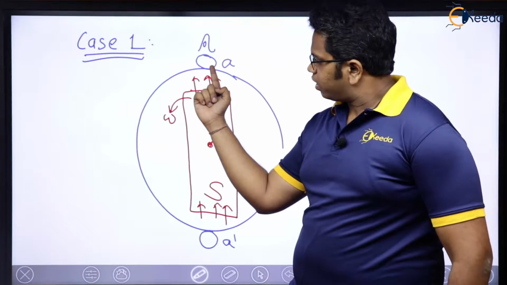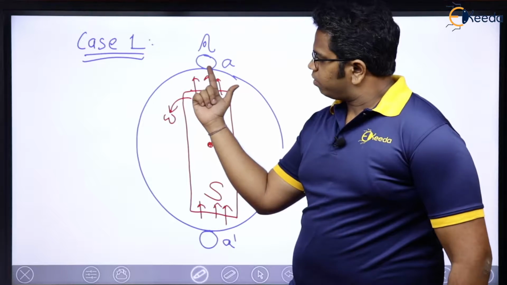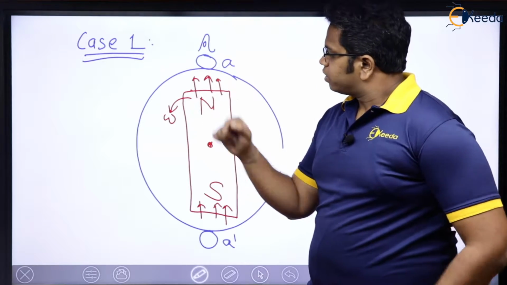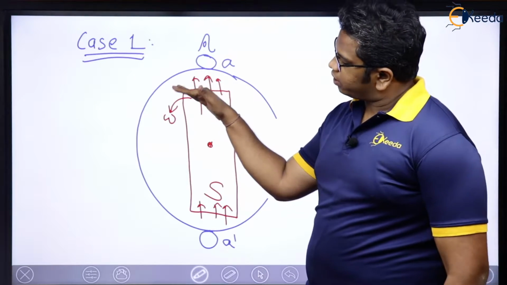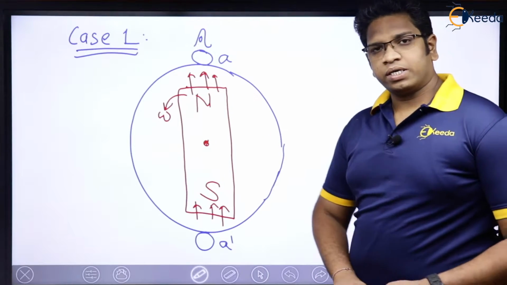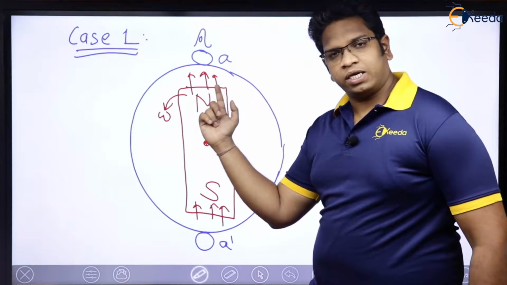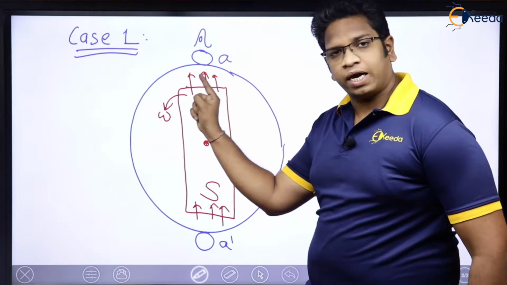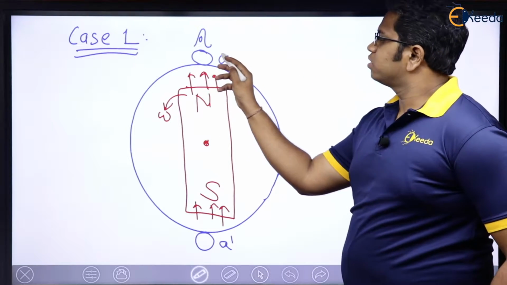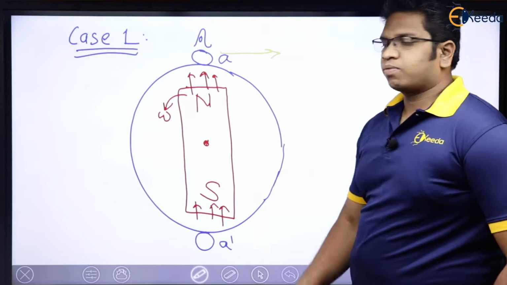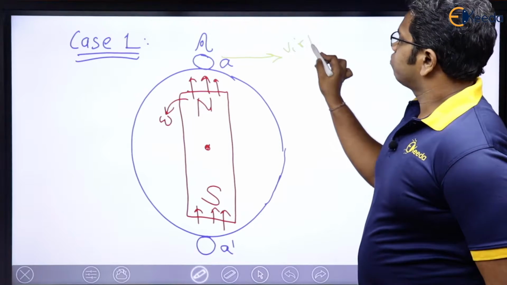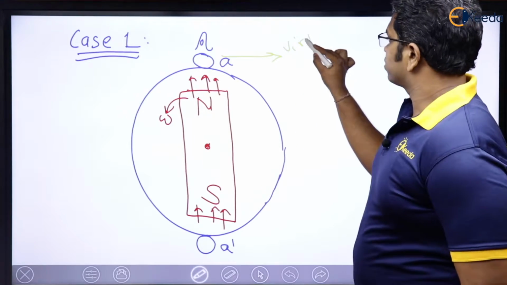If this is the flux, now please tell me what will be the direction of the conductor with respect to flux. See here, since this flux is going to rotate in this direction, which means that this conductor with respect to this flux will move in this direction. Virtually this conductor will move in this direction. Virtually only, already we have discussed.